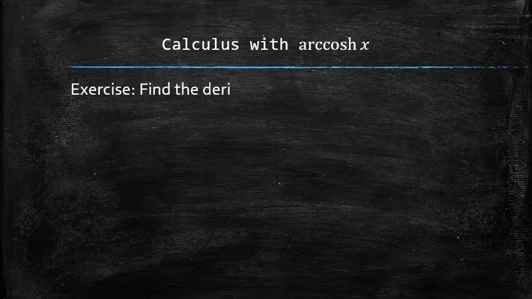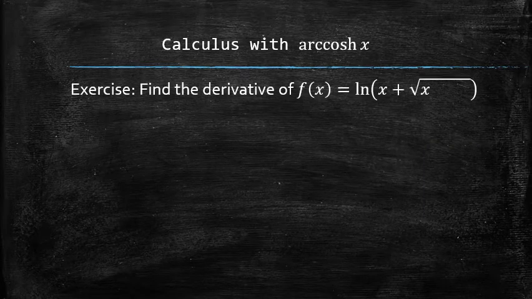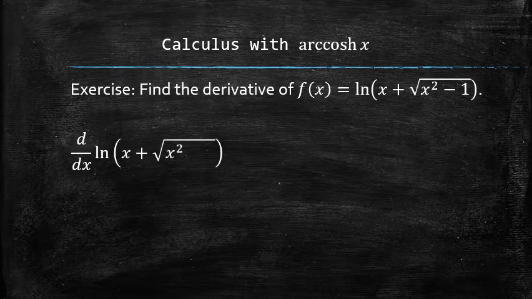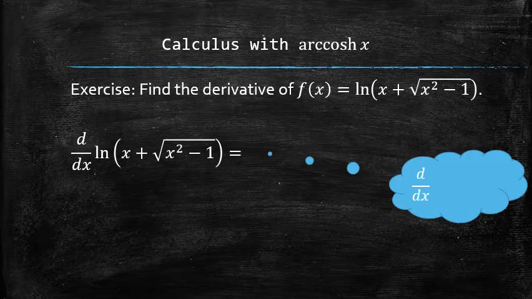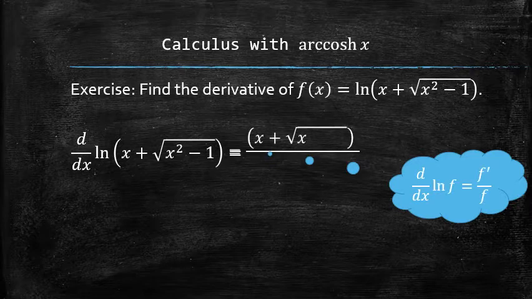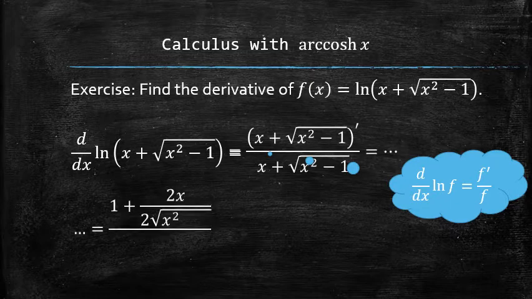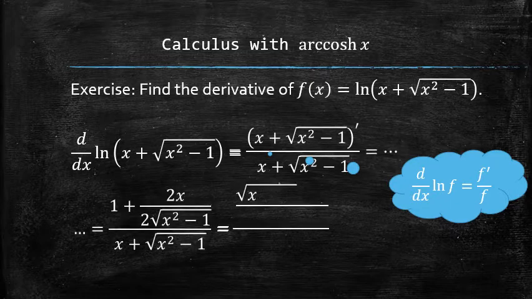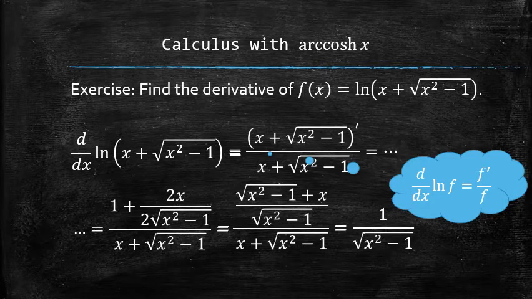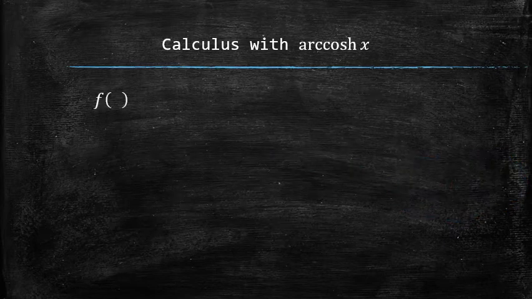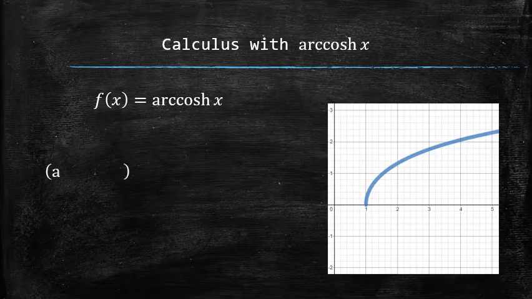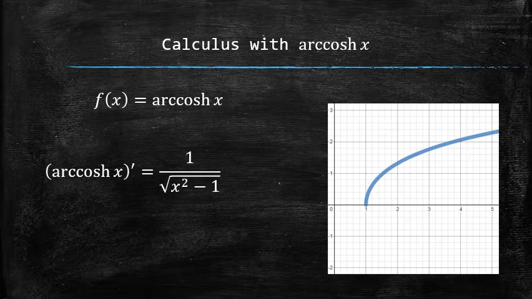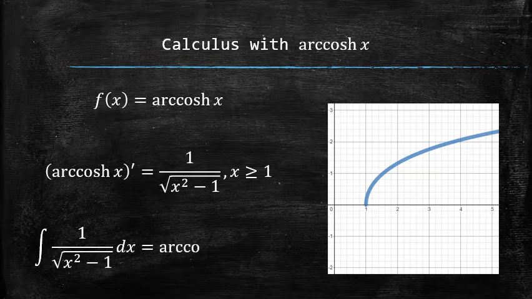We can differentiate this function using the chain rule, which is particularly easy when applied to the natural logarithm function. Simplifying this expression produces a surprisingly nice result. In summary, we now have the formula for the derivative of the hyperbolic arc cosine function, as well as the formula for the antiderivative of its derivative.